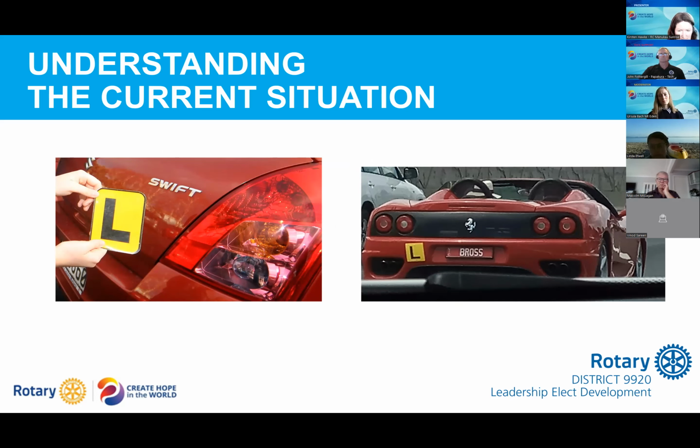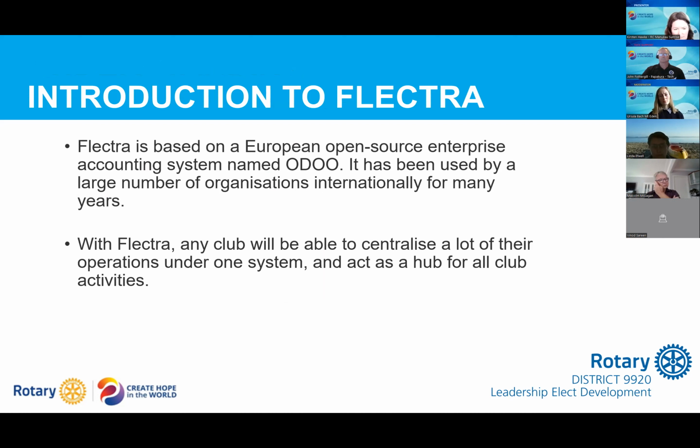So just what Flectra is, it's an open-based system. You can probably read this faster than I can speak. So it is open source. It was named Odoo, and quite a few organizations and websites internationally are using this. So with that, you'll be able to centralize a lot of the operations from one system. So it's almost like a one-stop hub for all club activities, and that's what we're hoping to achieve.